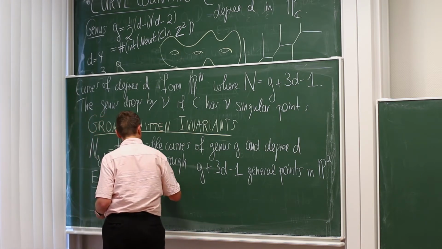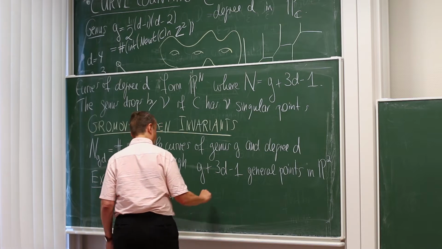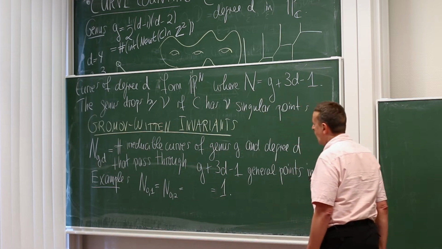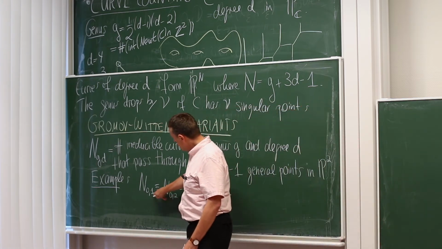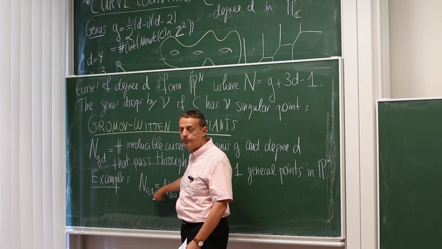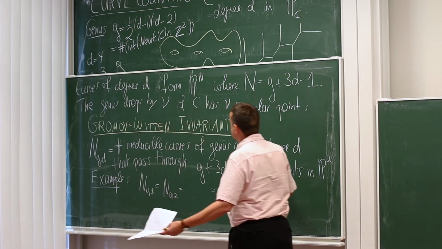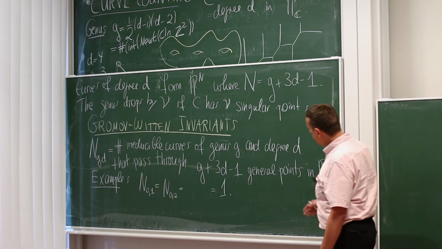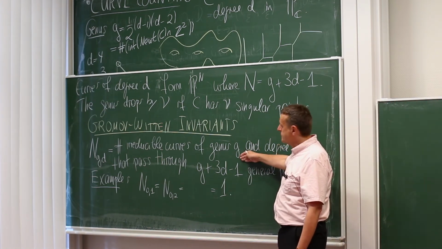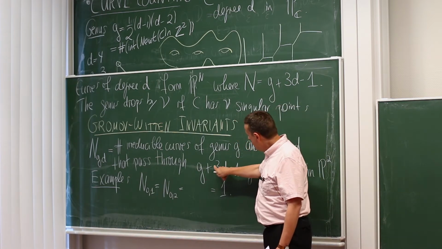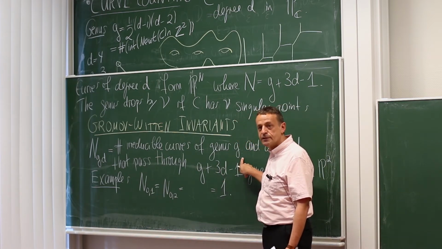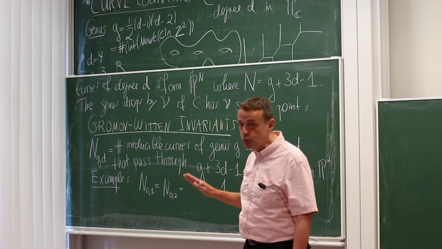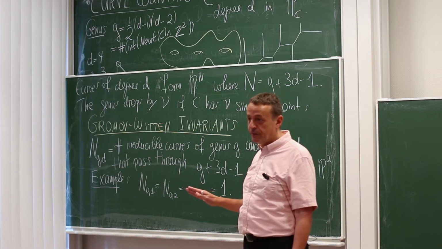N01, I claim, just like N02, is equal to 1. Okay, so let's look at this. N01, so 1 is the degree. So I'm looking at lines, straight lines in the plane, and they have genus 0. So N01 is the number of straight lines in the plane passing through 2 points. 0 plus 3 minus 1 makes 2. So how many lines pass through 2 given points in the plane? And the answer is 1.